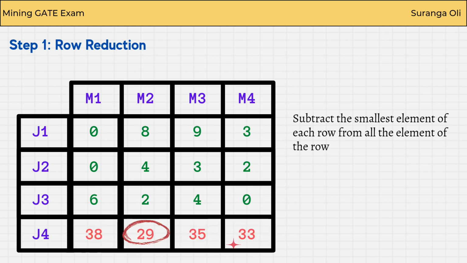Now let us take row number 4. When you see the values of row number 4, the value 29 is the lowest. So we have to subtract the other values of the row by 29. On subtracting, we are getting values as 9, 0, 6 and 4. By doing this, we have completed step 1, called row reduction.